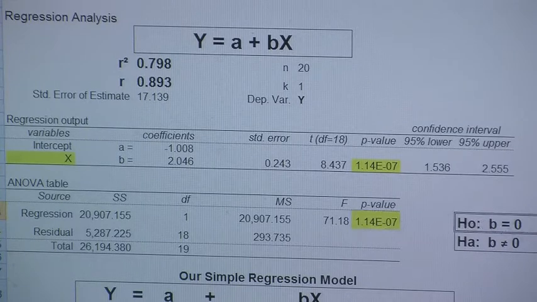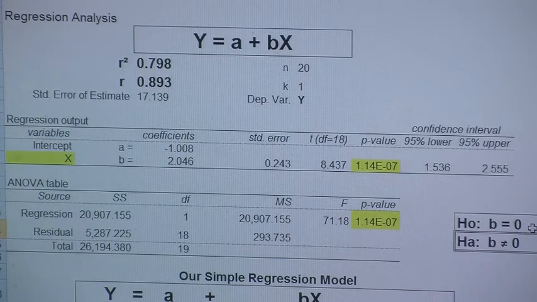And remember, our null hypothesis is that b equals 0. In other words, our null hypothesis is that our independent variable does not help predict the dependent variable. Well, since we've rejected the null hypothesis here, we conclude that b is not equal to 0, and therefore our independent variable x does help us predict our dependent variable y. Now what I want to do is move you to the next question.